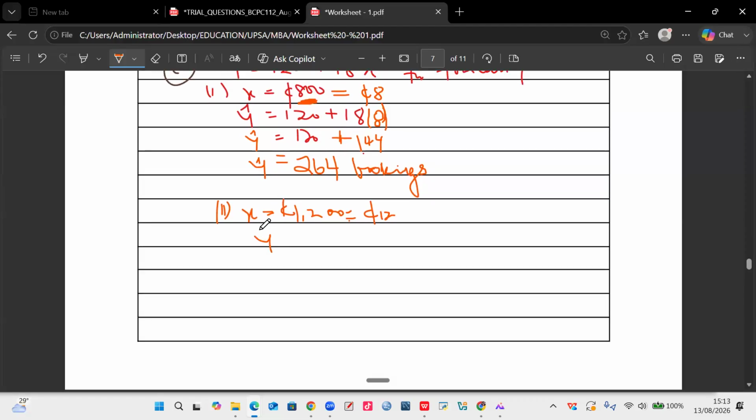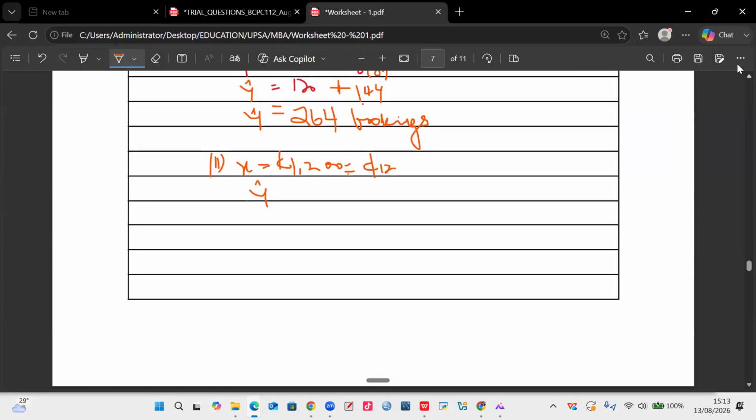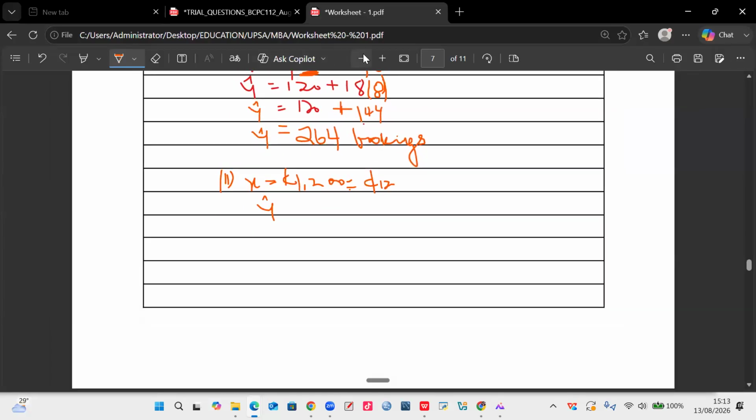So we say Y hat equals 120 plus 18 into brackets 2. 120 plus 18 into brackets 12. So how much is it? 216. 120.